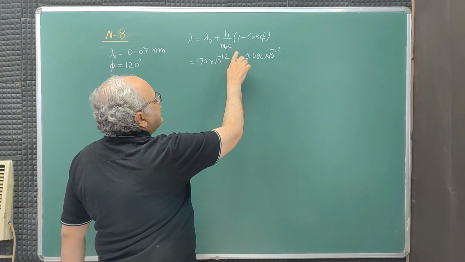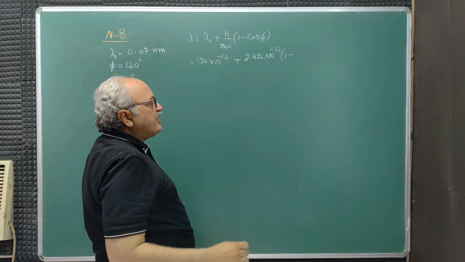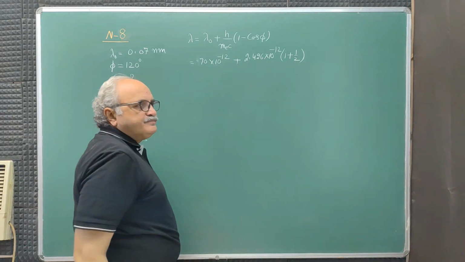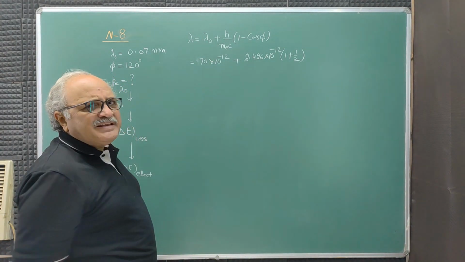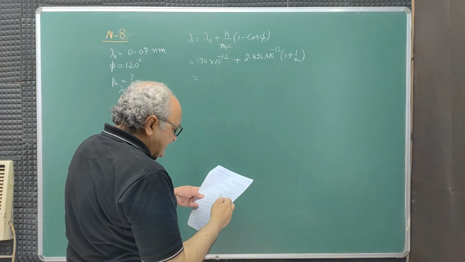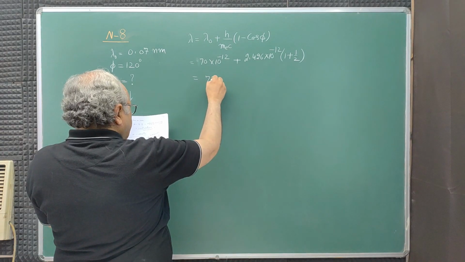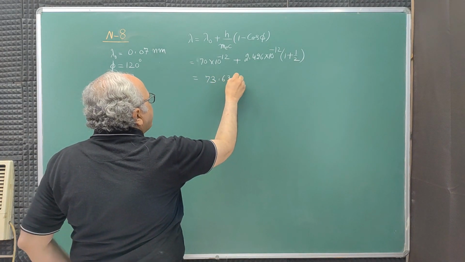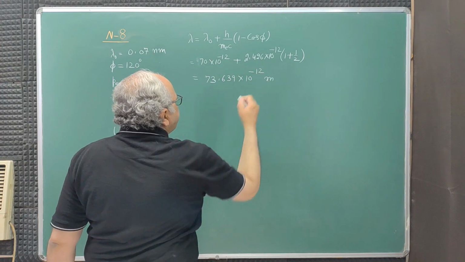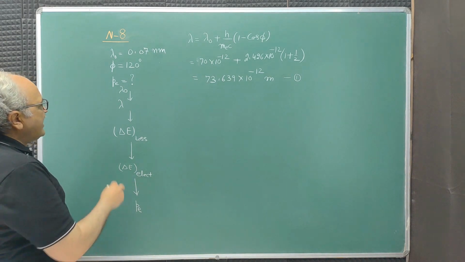This is plus, this is the Compton constant. 1 minus cos of 120 degree is minus half, which will make it plus half. So the things become a bit easier. If you simplify this, I get the value that is equal to 73.639 into 10 to the power minus 12 meter. This is my first step. That means I have reached to this level.